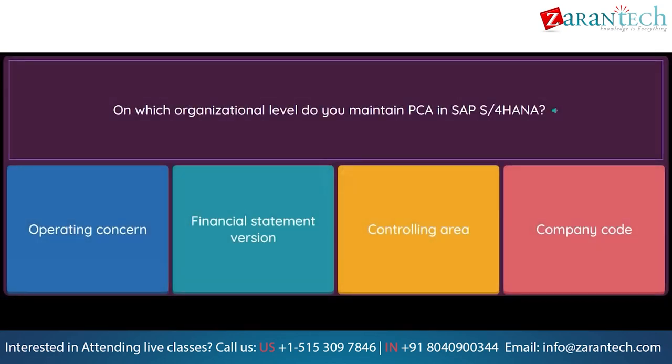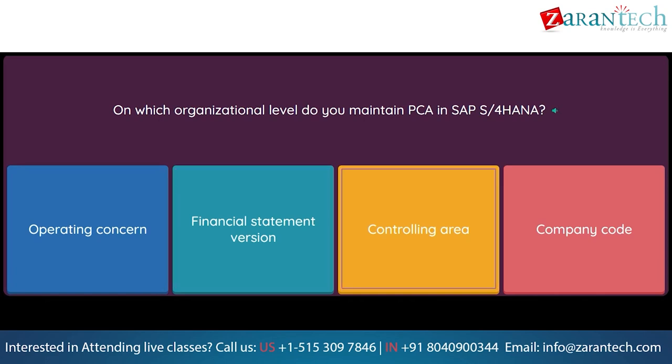Question, on which organizational level do you maintain PCA in SAP S/4HANA? Option 1, operating concern. Option 2, financial statement version. Option 3, controlling area. Option 4, company code.